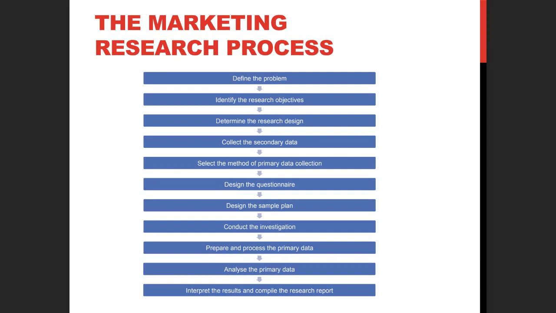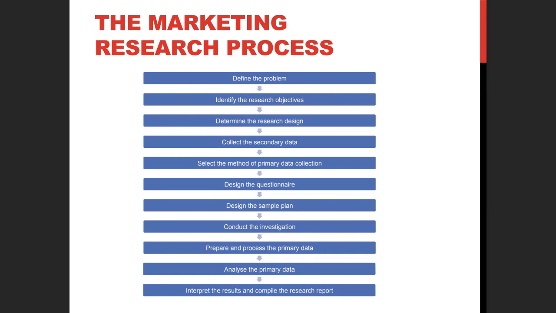So if it's a research problem, obviously there should be a problem in it. What are you trying to solve by research? That's the research problem. So that will be the first step. Then the second step will be to identify the research objectives, the purposes of research.